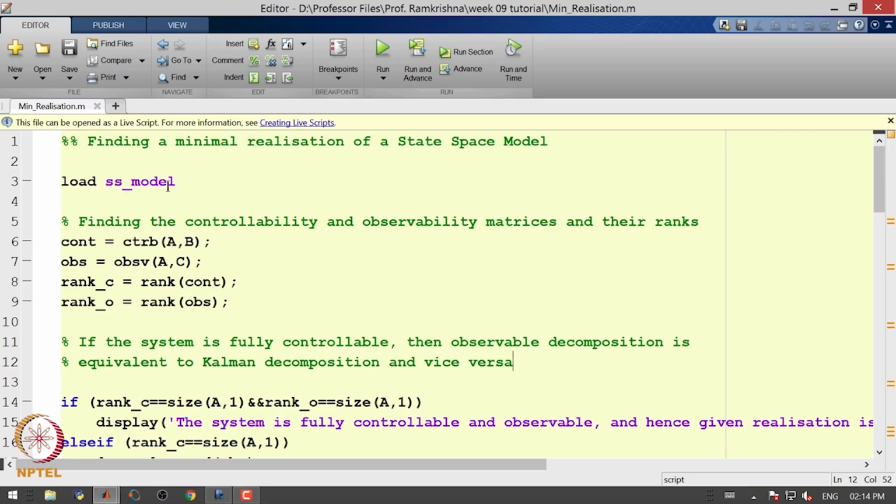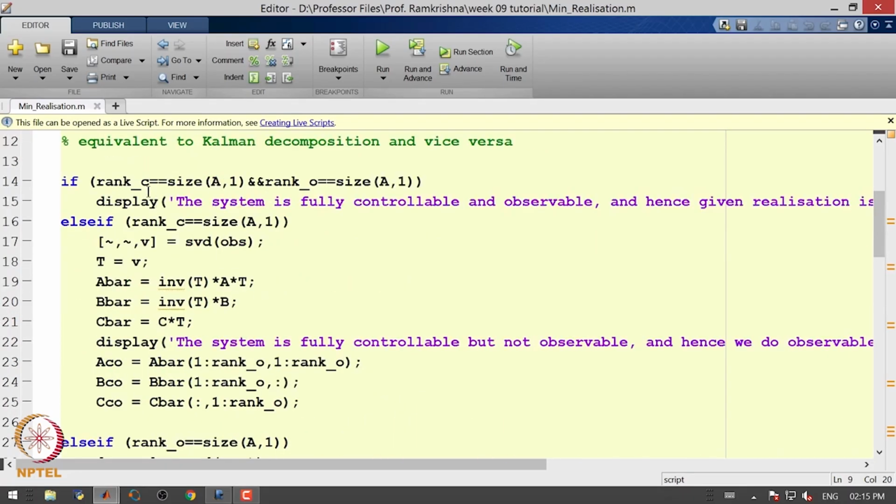So, the first part of the code loads the model, and then we are finding out the controllability and observability matrices using these commands CTRB and OBSV, and then we check the ranks. So, now the code goes as like this: if both the ranks are full, then we know that the system is fully controllable and observable, hence the realization is given to be minimal. But what if the controllability matrix rank is full but not the observability rank? So, in this case we follow the observable decomposition.